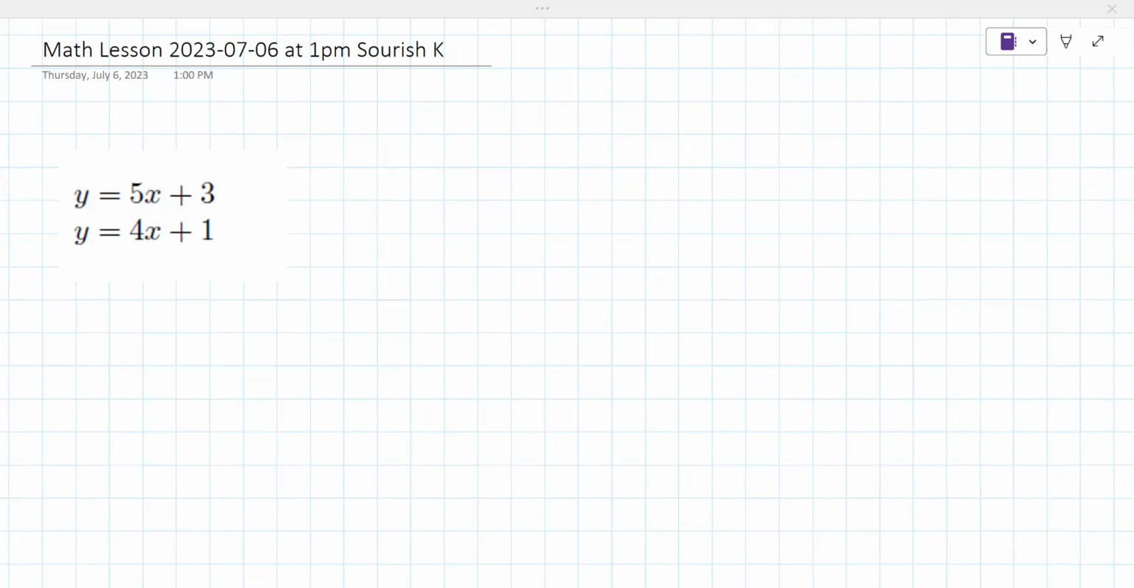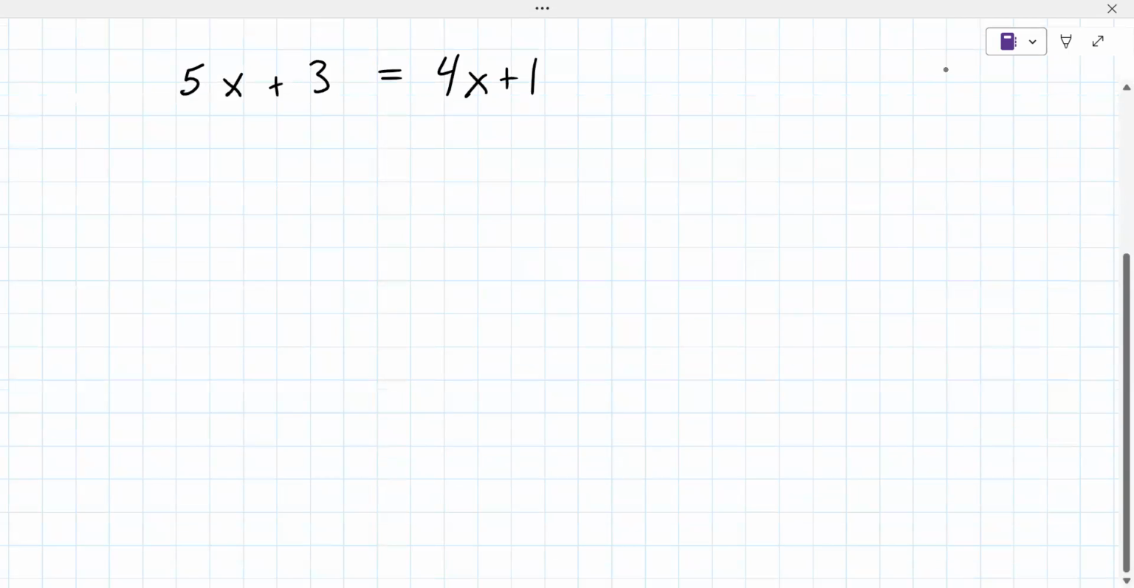Okay? And actually, maybe I shouldn't do this. Let me just write the equation for you. 5x plus 3 equals 4x plus 1, okay? So let's just look at this. Now, do you see that there are variables on both sides of the equation?